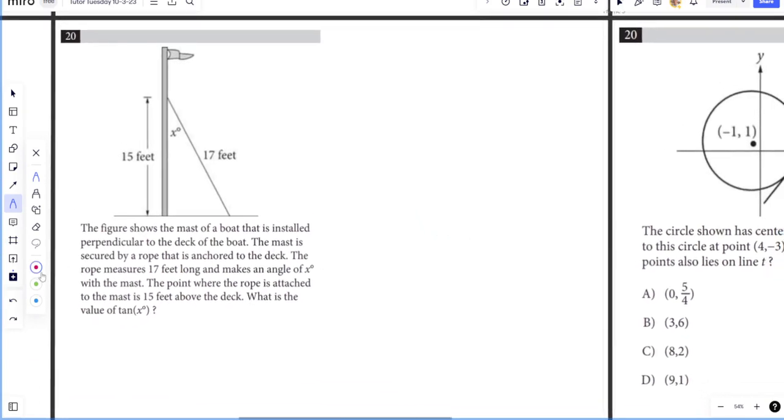So the figure shows the mast of a boat that is installed perpendicular to the deck of the boat. The mast is secured by a rope that is anchored to the deck. Okay, so let's see. This is the deck here. Deck. And we've got the rope right here. We've got the mast right here. Let's just label it for us.